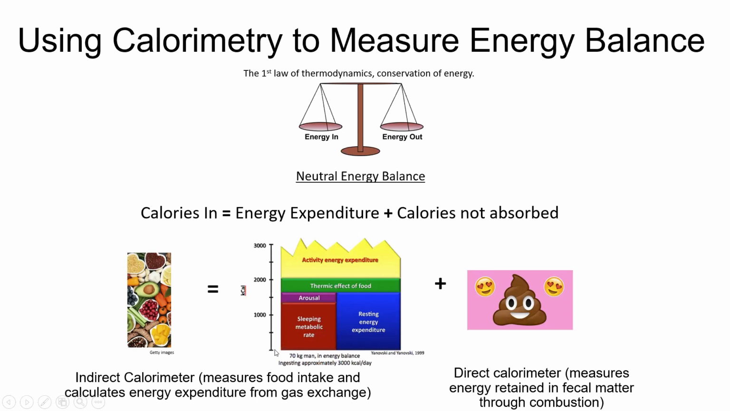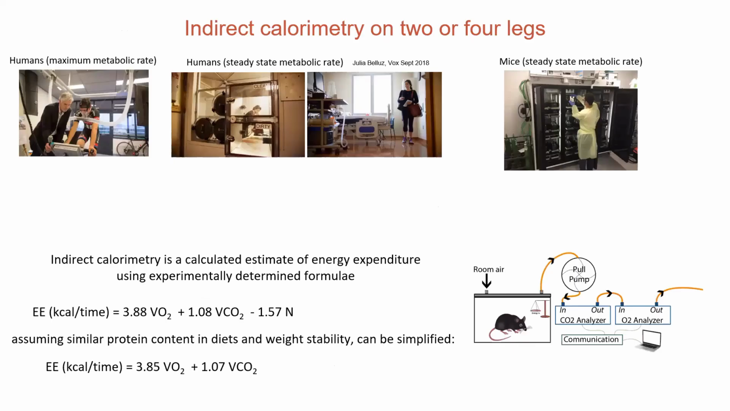And these should sum up to the food intake plus whatever energy is not consumed and comes out in the feces. So we can use our modern indirect calorimeters, which will measure food intake, but they can also calculate indirectly the energy expenditure. And we can use a direct calorimeter, which will combust fecal matter to determine how much energy was not absorbed. So theoretically, this could not be any more simple. Practically, however, it does get a little bit thorny.